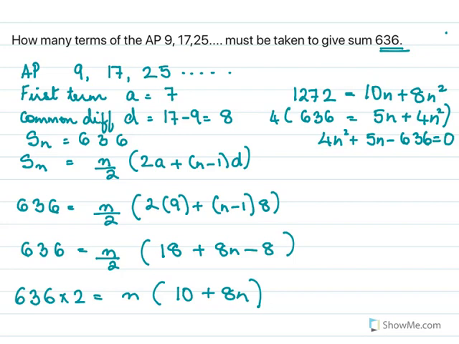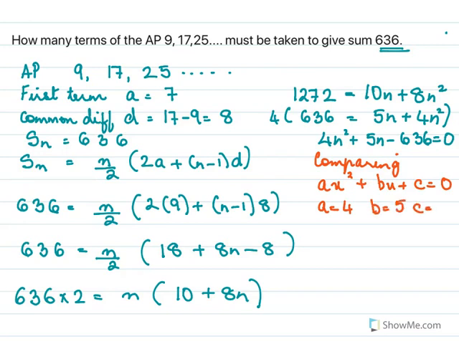Now I need to solve this. I'm going to use the quadratic formula, comparing with the equation ax square plus bx plus c equal to 0. We have a equal to 4, b equal to 5, and c is minus 636. So we then use the formula.